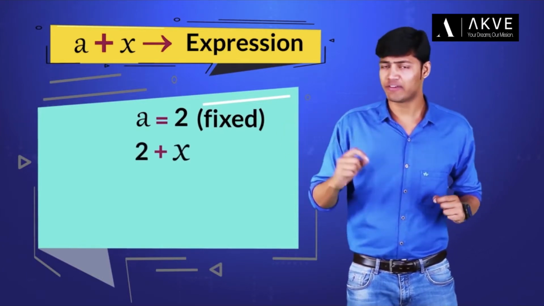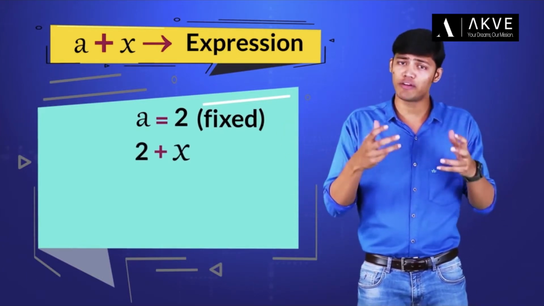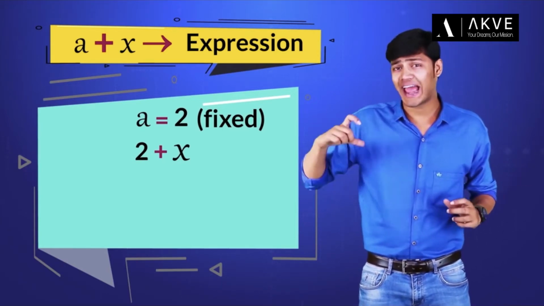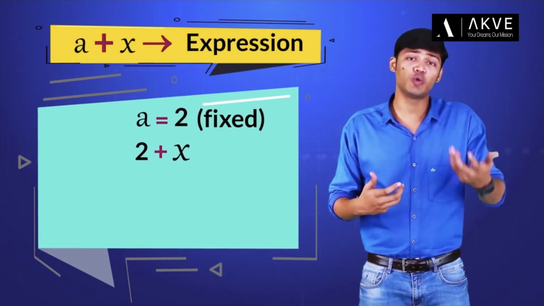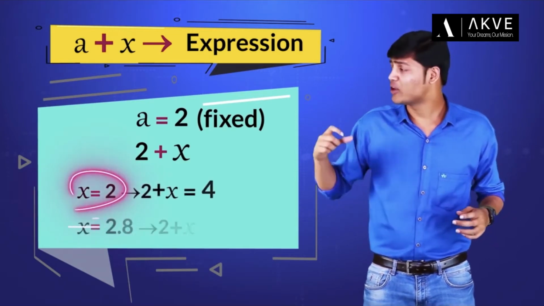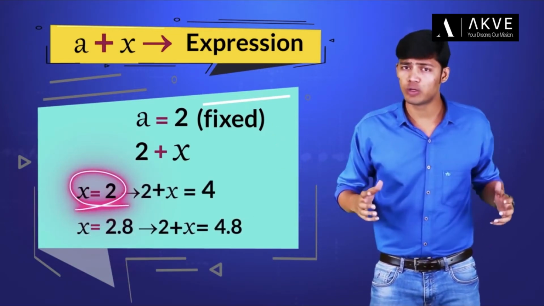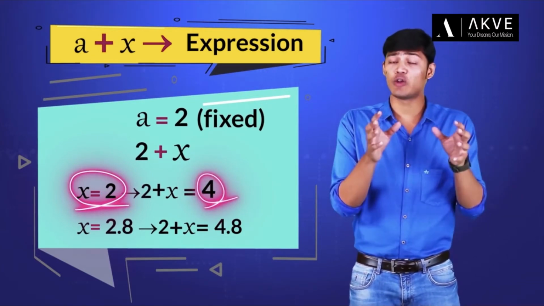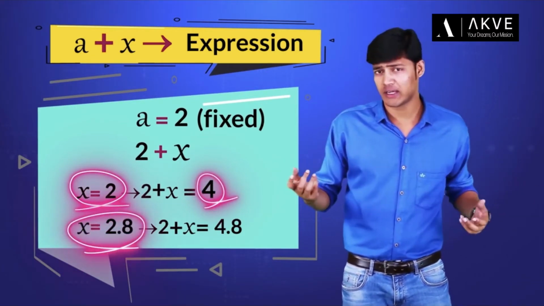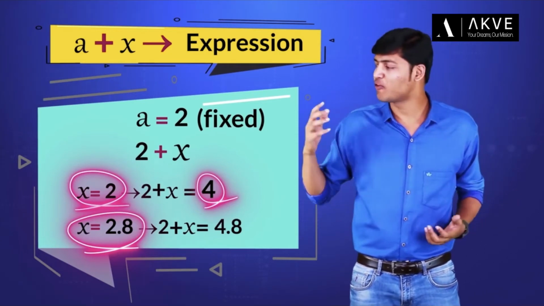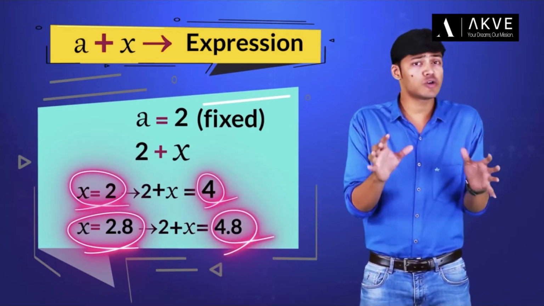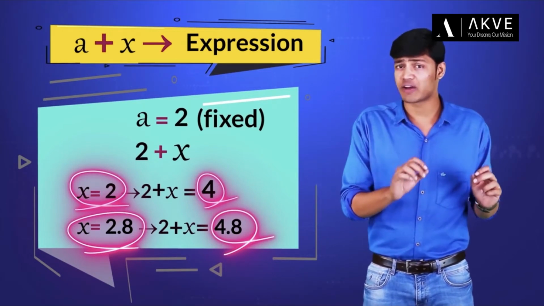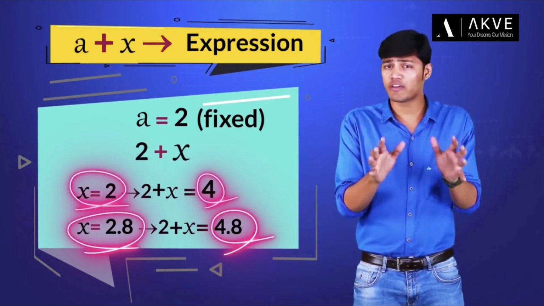Now in this expression, we can keep on changing the value of the variable. And for each value of the variable, the expression results in a new value. That is, if the value of x is equal to 2, then the value of the expression will be 4. Similarly, if the value of the variable is 2.8, then the value of the expression will be 4.8. Observe that we are changing only the value of the variable, whereas the value of the constant is always fixed at 2.